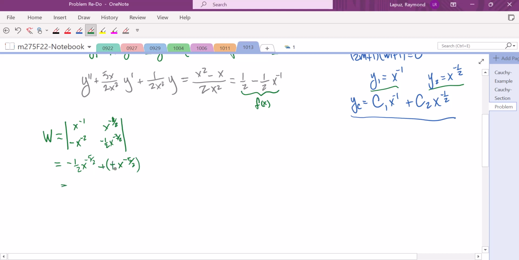So we have a 1 minus 1/2 as the coefficients. So that's going to be positive 1/2 x to the negative 5/2 power. So this is going to be our W, our Wronskian.